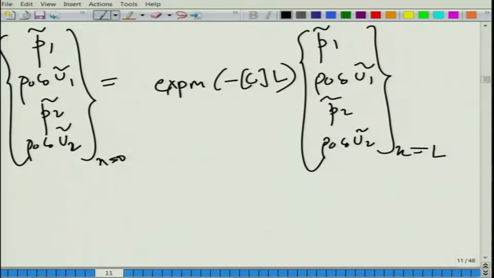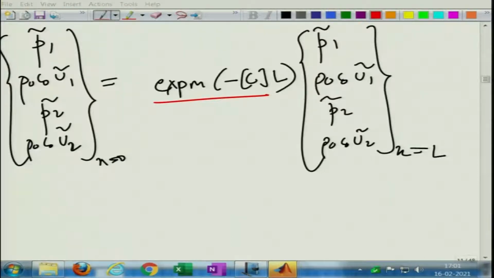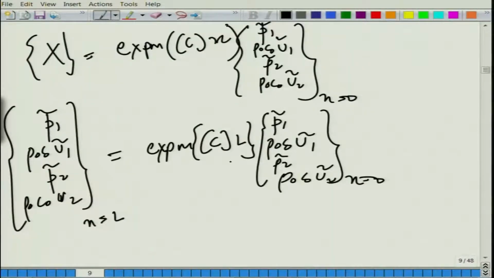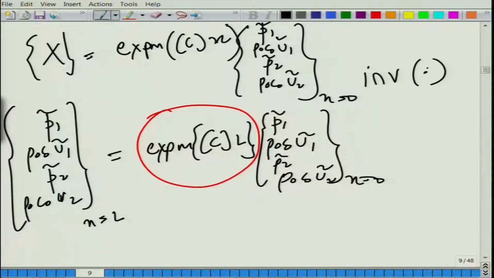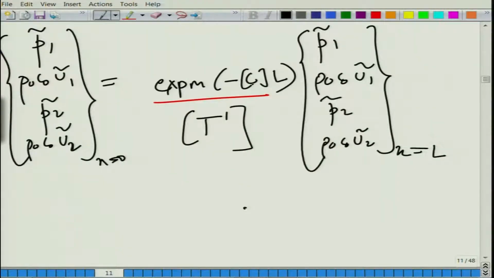For example, in Matlab, which I have associated with the course, we just use this command expm of minus C, where C is a matrix, which is really your B inverse A. This entire matrix we can call T1. Rather than calculating this matrix expm of C and trying to invert it using the command inv, a more clever technique is to just use expm of minus C, and let us denote this as T1.